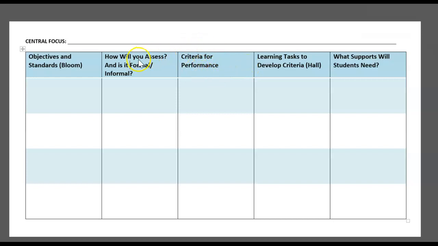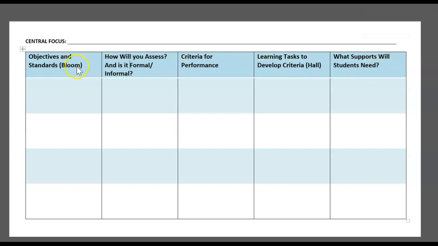So we know how we're going to assess it. How are we going to know if the students did well? What's our evaluation criteria for these assessments? What kind of learning tasks are we going to develop? What kind of learning tasks are we going to give the students to help them develop these performance criteria? And what supports will you use?